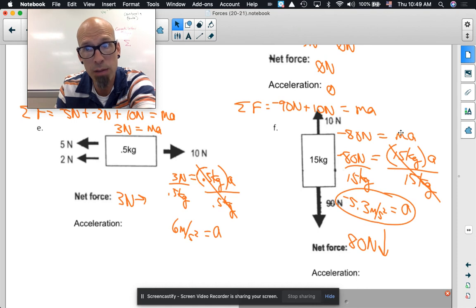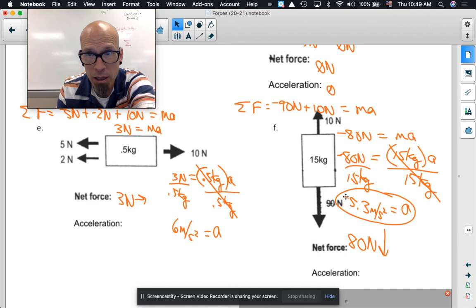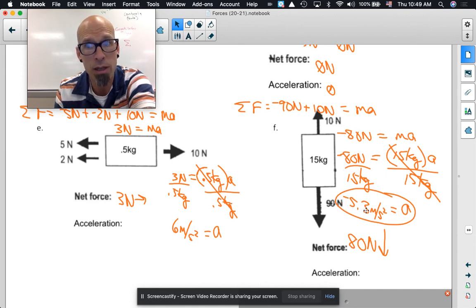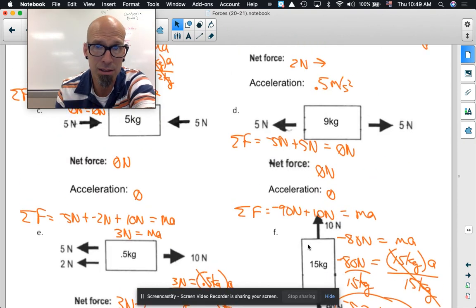Then I put my 15 kilograms in for my M, divide both sides by 15 kilograms to get the A by itself. That gives me a negative, again, because there's a negative sign there, negative 5.3 meters per second squared, or newtons per kilogram, or meters per second for every second, you pick. So that's the kind of stuff you need to be able to do for the test.